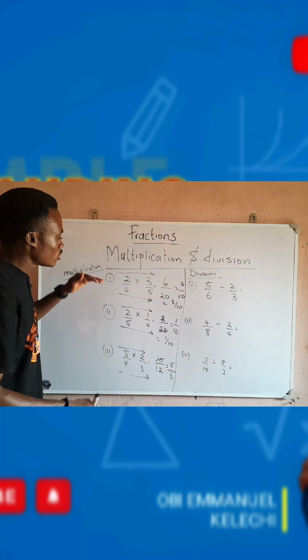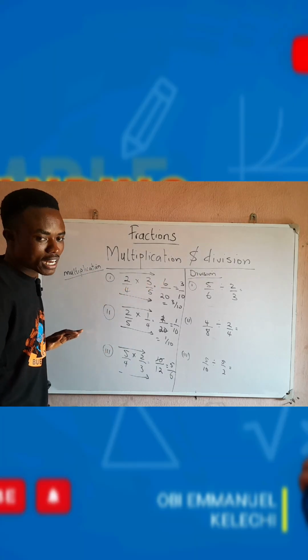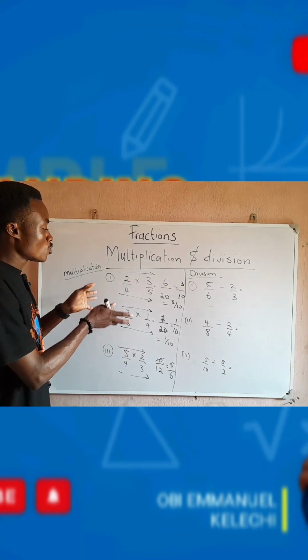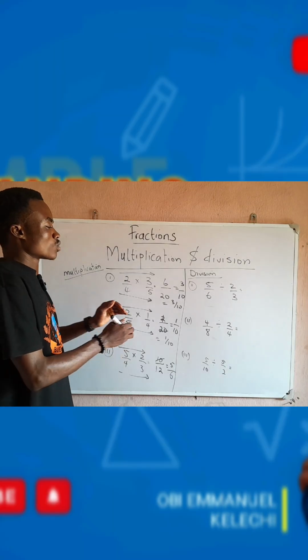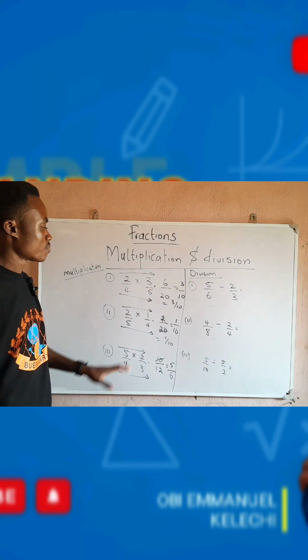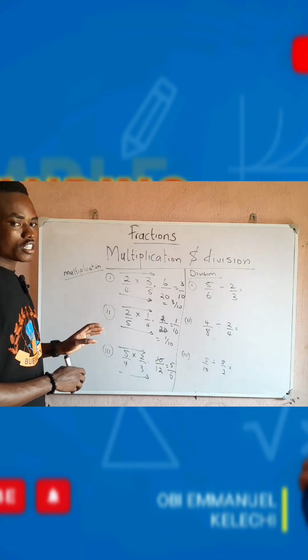You will multiply the numerator and you also multiply the denominator. Once you do it like that, then you will now divide your answer. That is for the multiplication.